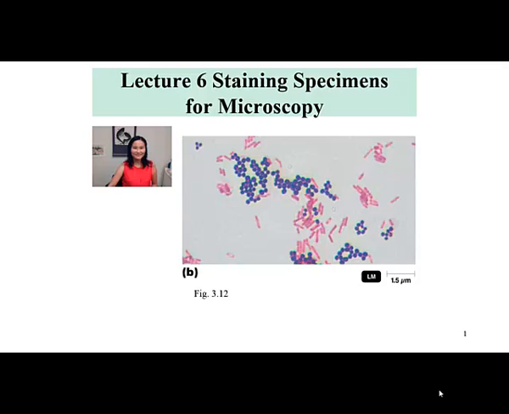Lecture 6 will focus on staining specimens for bright field microscopy. One of the types of stains that we will talk about is gram staining, which is shown in this image of a gram stain. You can see distinct cell types, both round and rod-shaped cells, and they're different colors, reddish pink and purple blue.